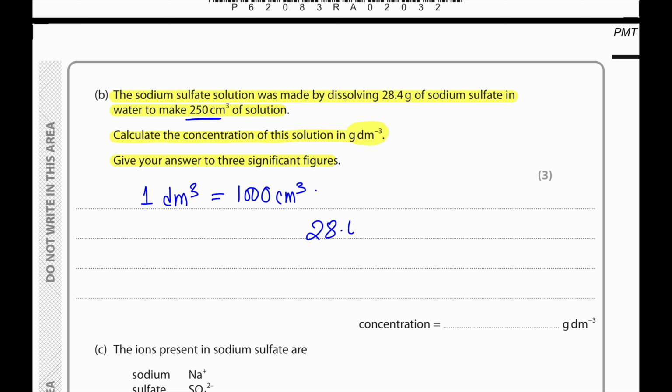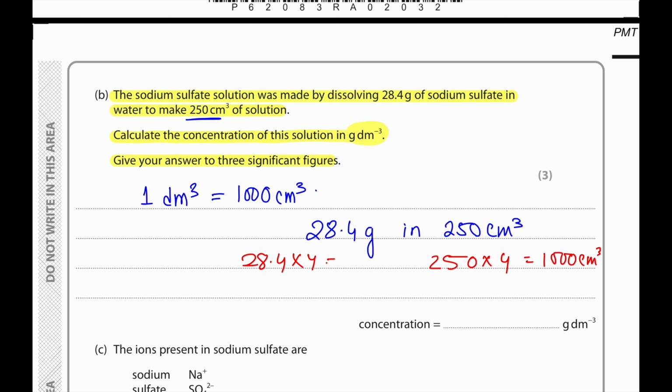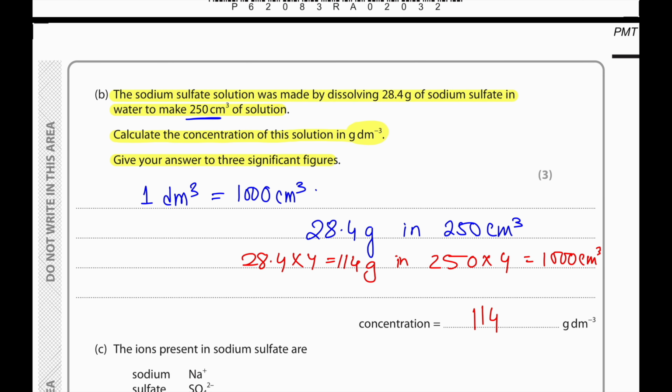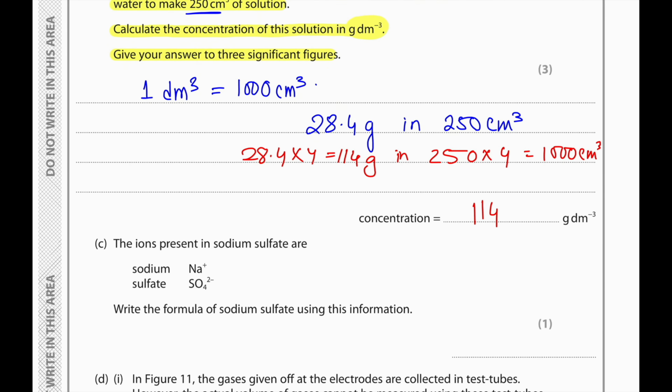So 28.4 gram was used in 250 cm cube. To get the 250 cm cube into 1000 cm cube, we will multiply the 250 with 4. This gives us 1000. So we will do the same for the 28.4 times 4, which gives us 114 grams. So the answer will be 114 grams in 1000 cm cube or 1 dm cube.